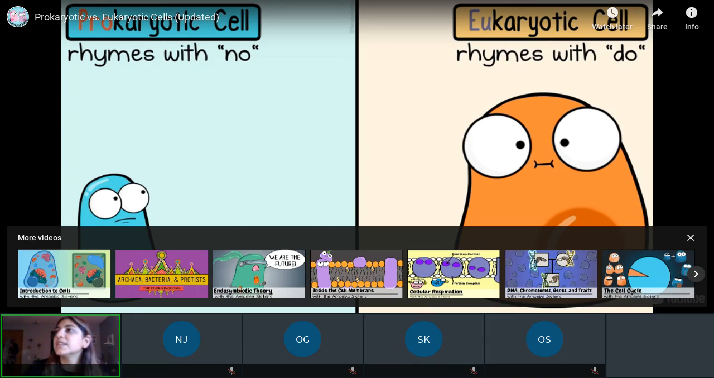What we want here is to complete the following sentence stems to show some differences between the 2 cells using this mnemonic. So meaning that for the prokaryotes, we're going to be talking about what it does not have and what prokaryotes do have. So it's going to go by rather quickly. Don't worry. I have no problem going back to the video and going over it again. Okay.